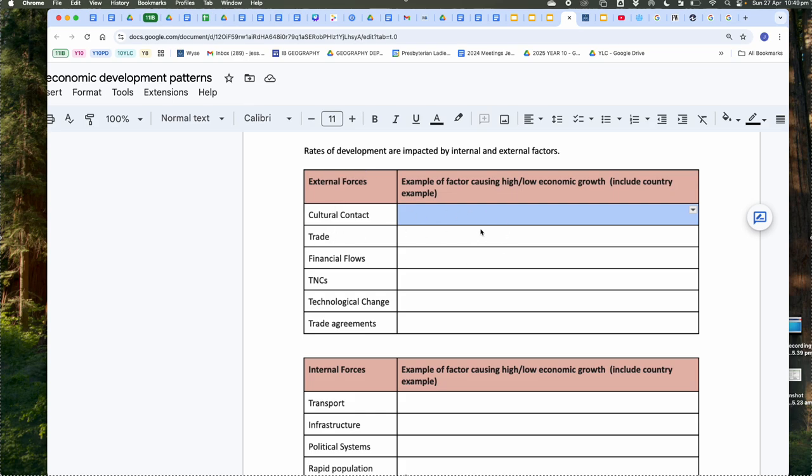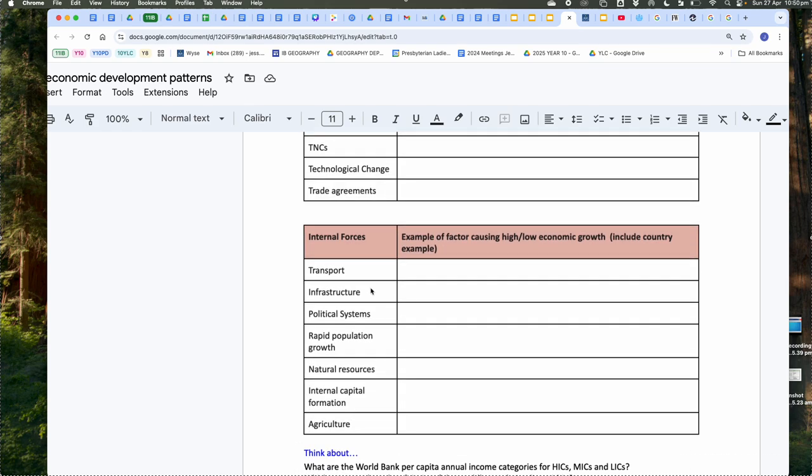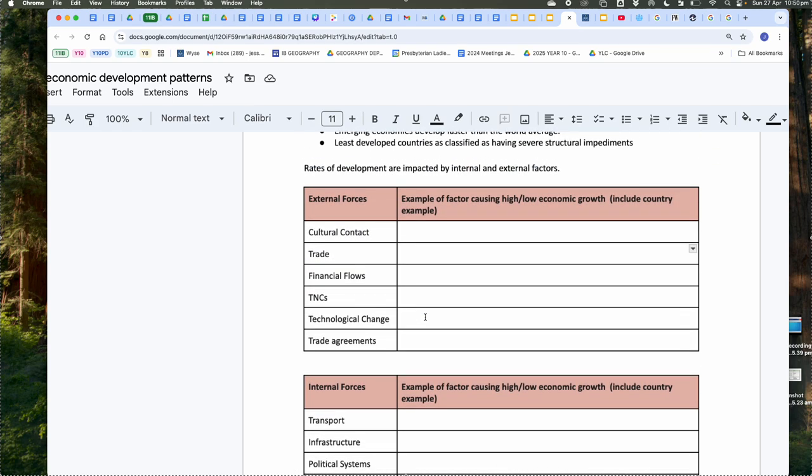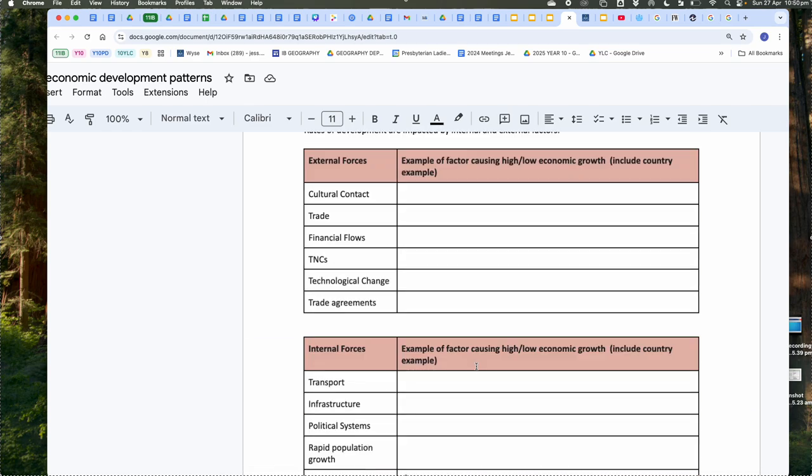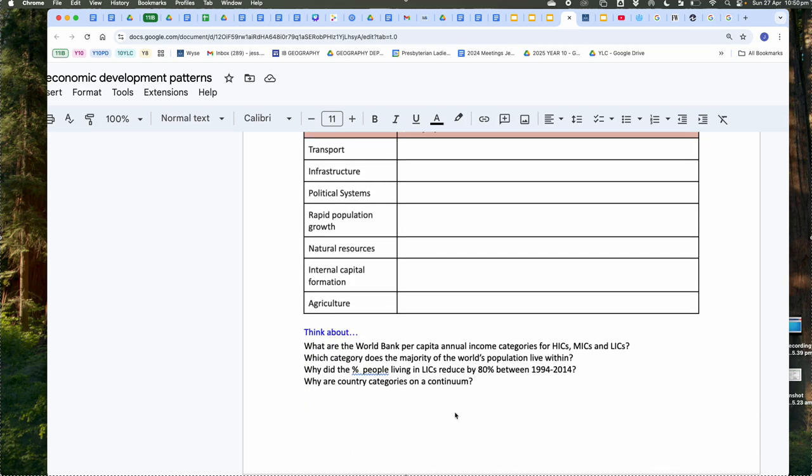So cultural contact in Codrington, we'll talk about colonization in the African country of Mali, for example. It was exploited under French colonization. Mali's resources were exported at low prices, such as their gold reserves. Trade, financial flows, transnational corporations, which we've covered before. So there's some good interconnections here. Write down a couple of notes, specifically looking at those example case studies, and then answer these questions here using this graph and your background knowledge now. All right.